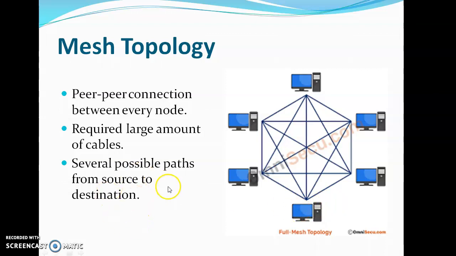But the main advantage of this is that there will be several possible paths from source to destination. Now if I want to send a message from here to here, say if this route is not available anymore because of some reason, maybe traffic, you can always send a message to another machine, and from that machine you can send it onward. There is always another possible route for transmitting the message.